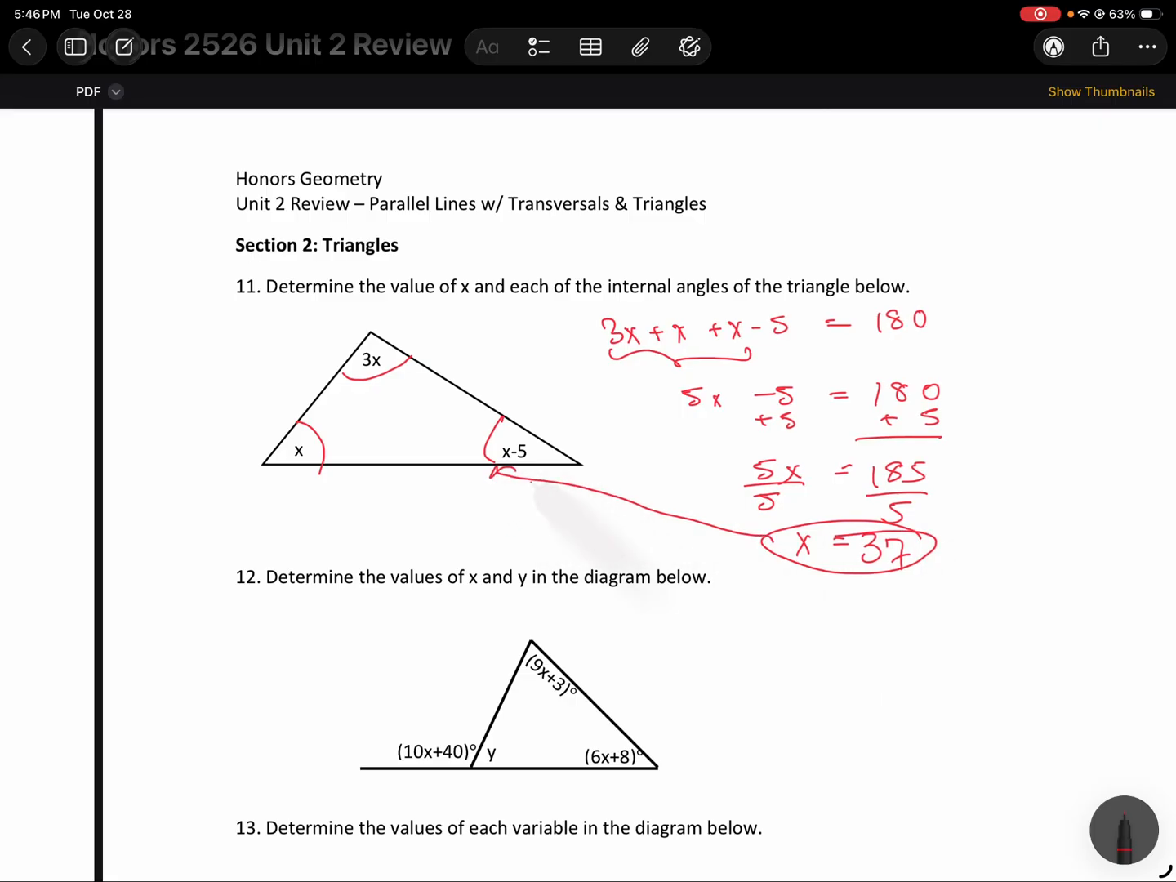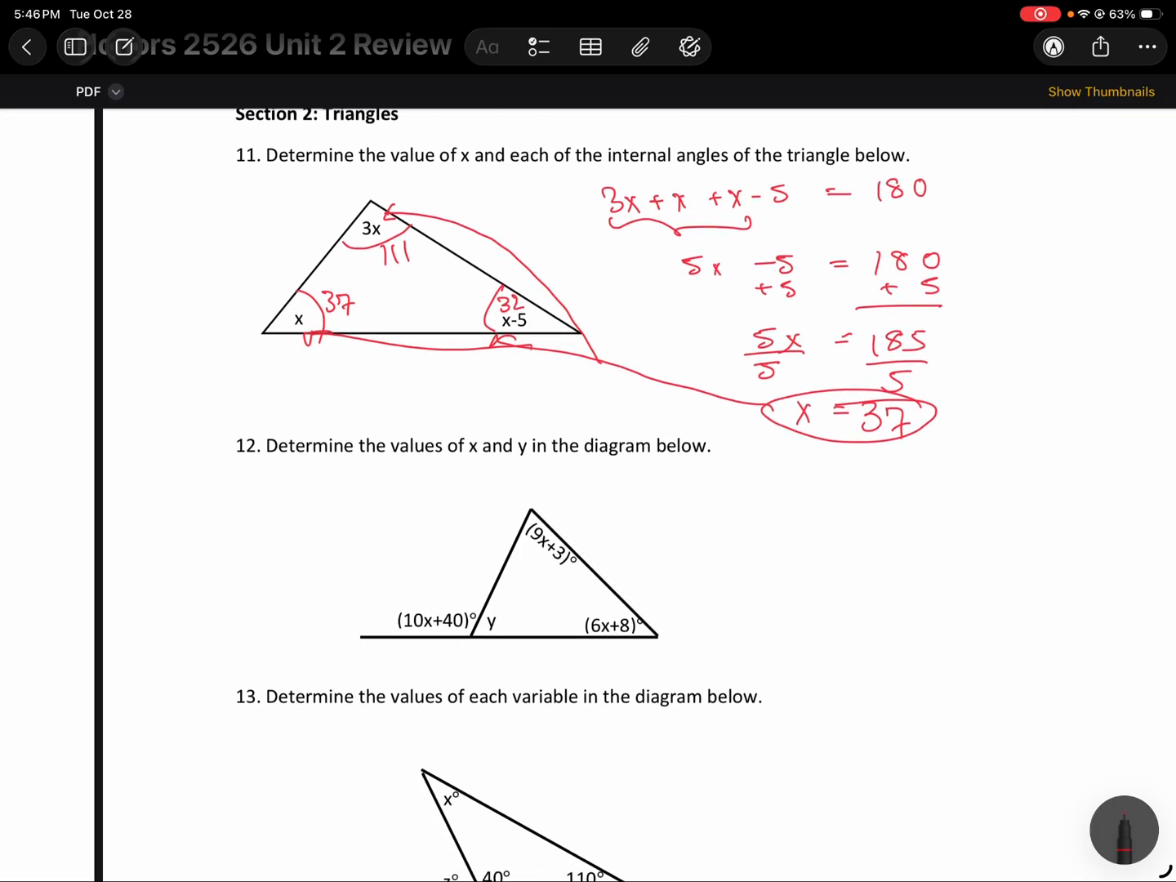We can substitute for x. So this would be 37. This would be 111. This would be 32. Determine the values of x and y in this. Okay, so these two angles add up to my exterior one. So 9x plus 3x plus 6x plus 8, oh, I can't speak anymore, it's been a long day, is equal to 10x plus 40.